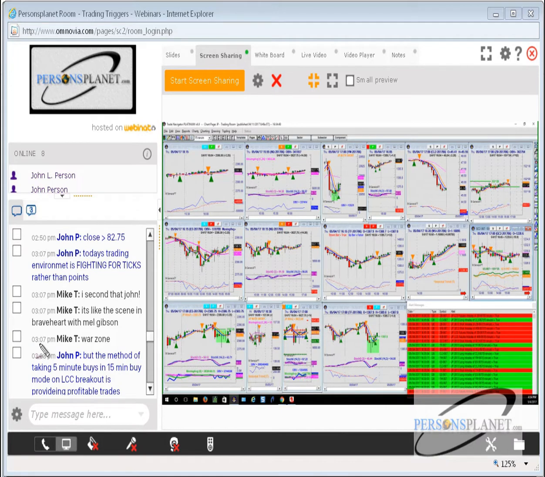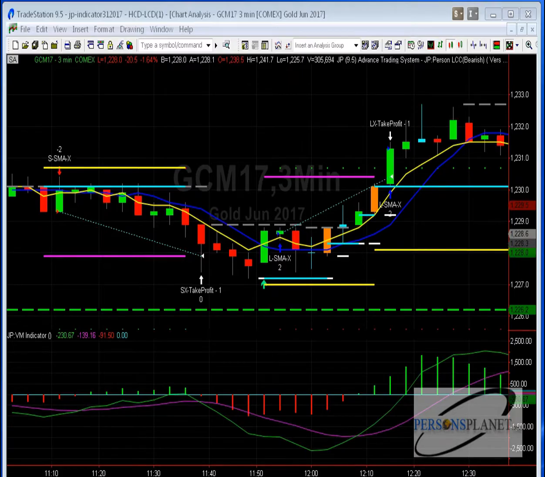So what you see are other comments, such as we need a particular bar to close greater than 82.75, and as you can see, my method of taking 5-minute buys on PPS when the 15 is in a buy mode, these are the types of trades that have been providing profitable trades during the course of the trading session that we were looking at for that day. Also behind the scenes, we're using this system and methodology. This is an automated trade system based on my algorithmic criteria. And typically what we do is we give out trades when they're generated by the system, and it gives us our risk as well as our profit target.